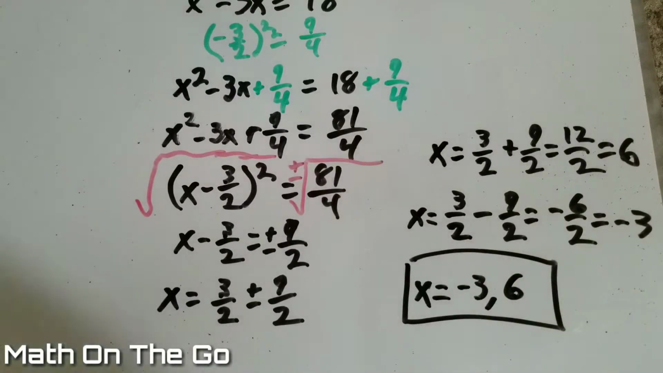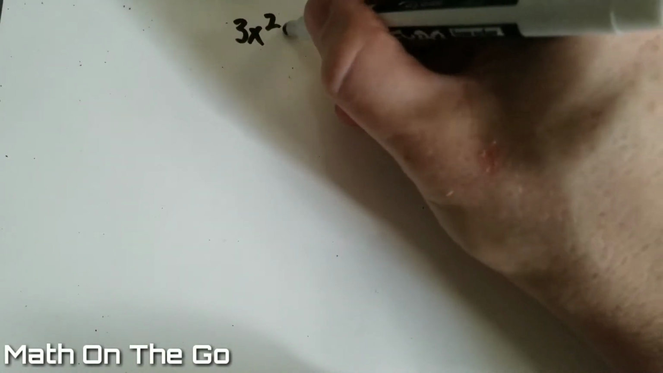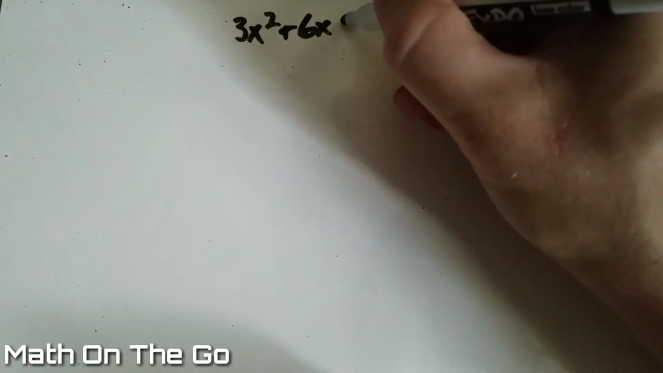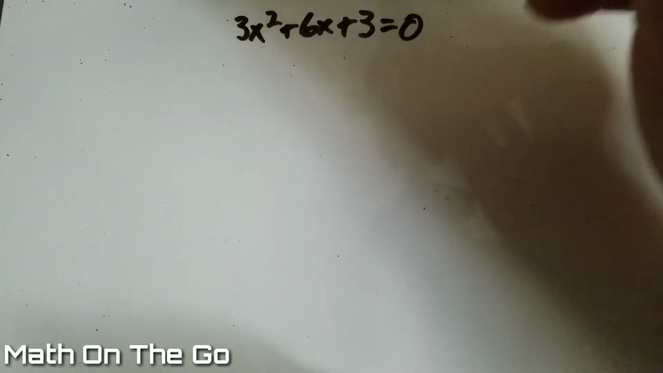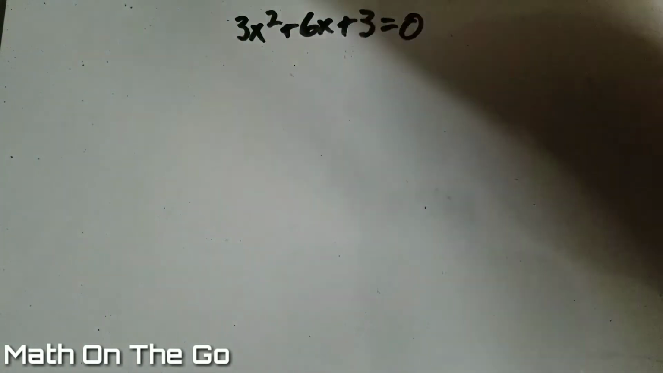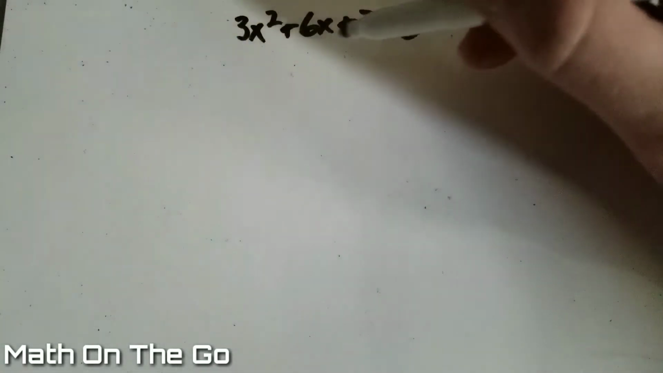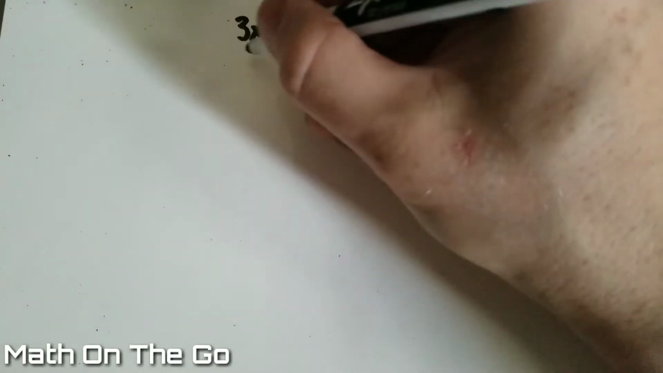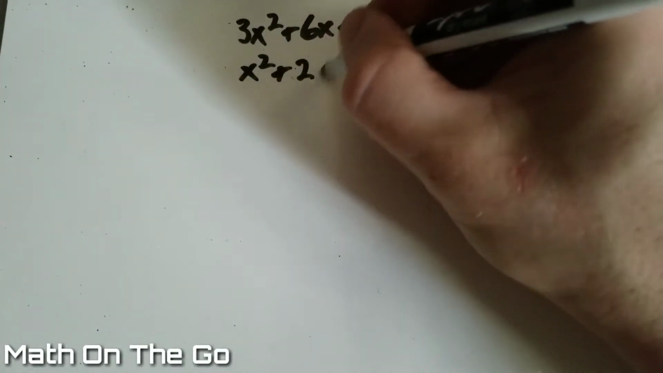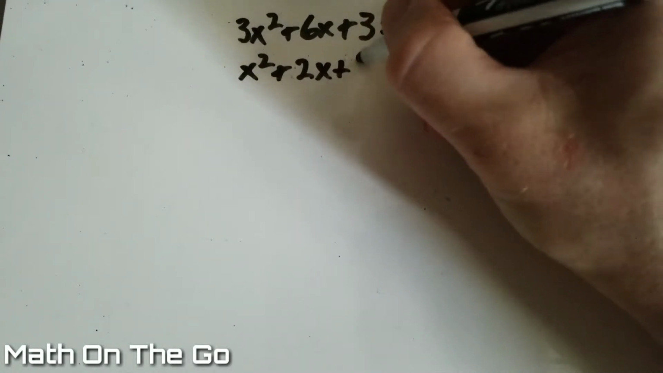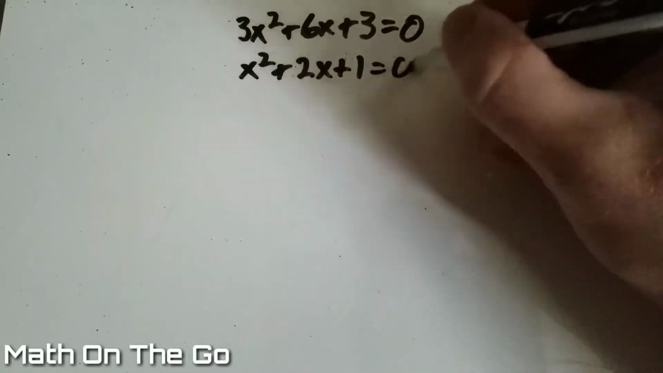And I could do one more quick example. Let's say we have 3x squared plus 6x plus 3 equals 0. First thing we want to do is have a leading coefficient of 1 when we're trying to complete the square. So let's divide the whole thing by 3. So 3x squared becomes x squared, 6x becomes 2x, our 3 becomes a 1, and 0 divided by 3 is still 0.